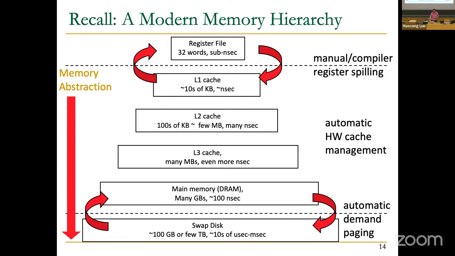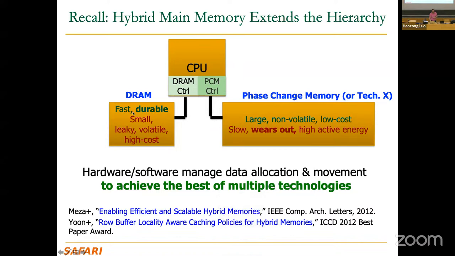Also, in a system that looks like this, prefetching becomes even more important because now you have two different types of memories that differ from each other in terms of latencies. This memory may be very low latency. This memory may be relatively much higher latency, let's say 4x or 8x. And then prefetching data from here to here makes sense.